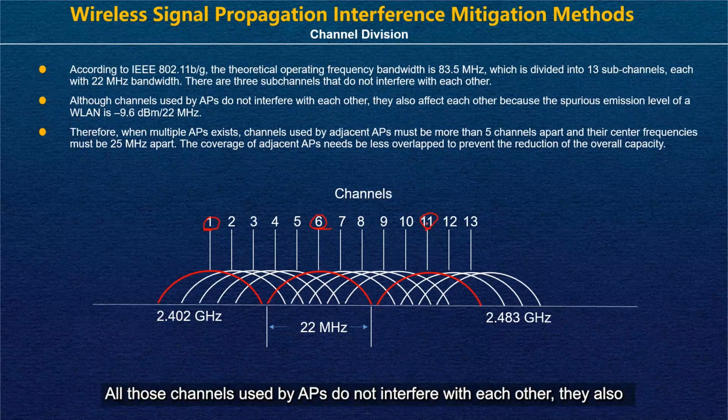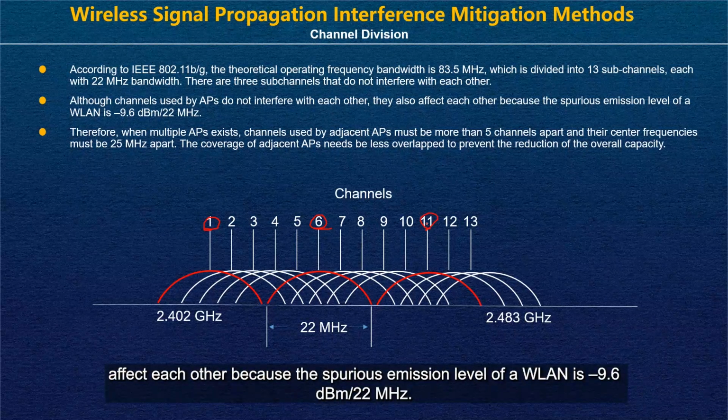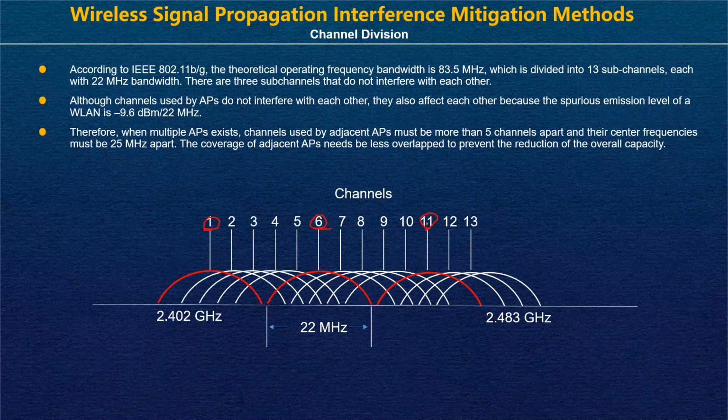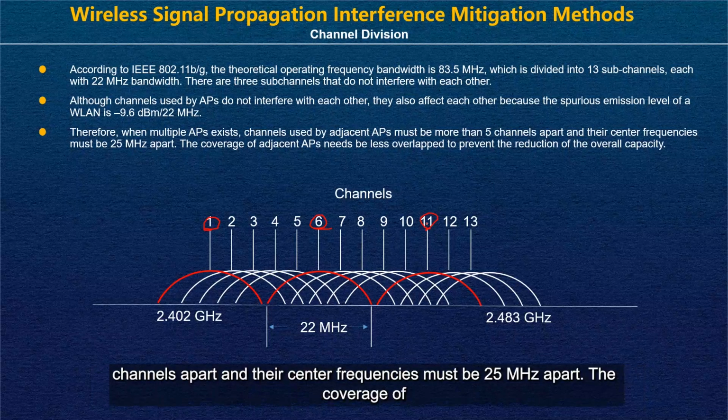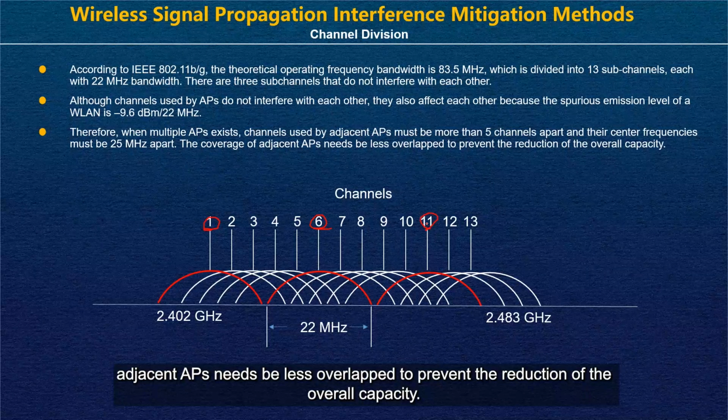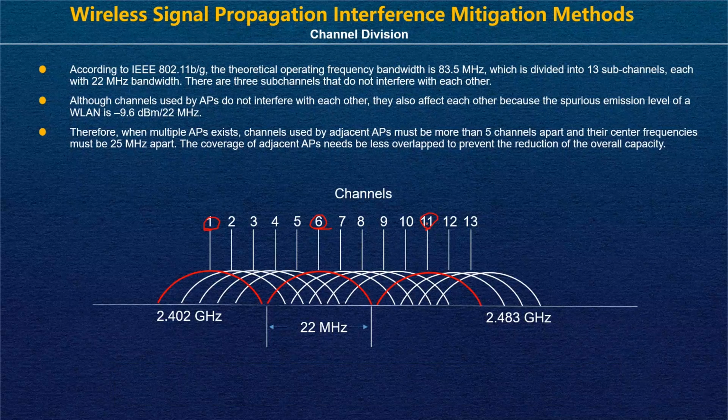Although channels used by APs do not interfere with each other, they also affect each other because the spurious emission level of WLAN is 2.4 dBm and 22 MHz. Therefore, when multiple APs exist, channels used by adjacent APs must be more than 5 channels apart, and their center frequency must be 25 MHz apart. The coverage of adjacent APs needs to be less overlapped to prevent the reduction of the overall capacity.